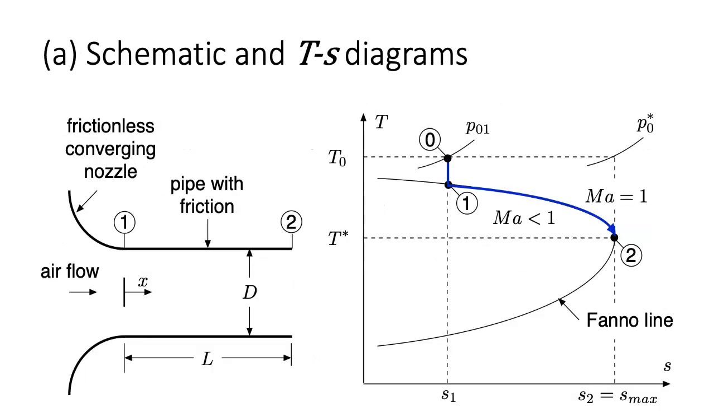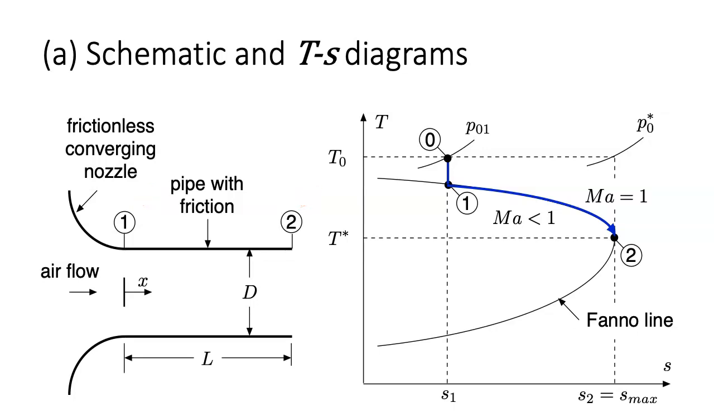For Part A, sketch the temperature entropy diagram. Before doing so, let's look at a schematic diagram for the flow. Room air at stagnation conditions enters the frictionless converging nozzle on the left and then flows to the right in the x direction through the pipe with constant diameter d and friction factor f from section 1 at x equals 0 to section 2 at x equals L.